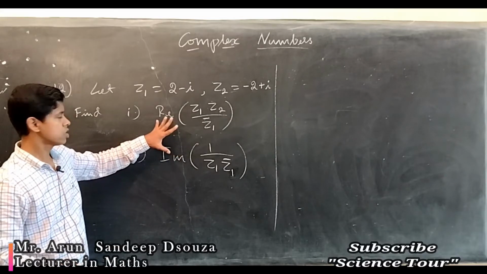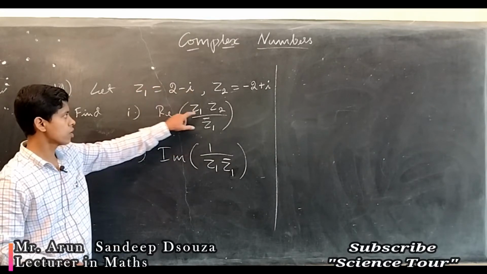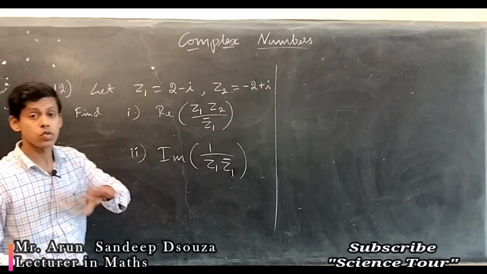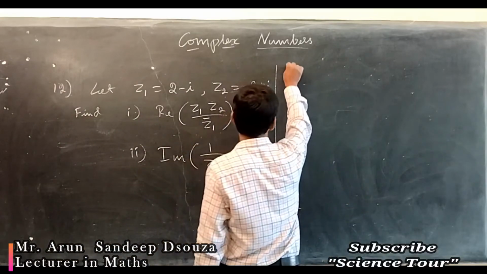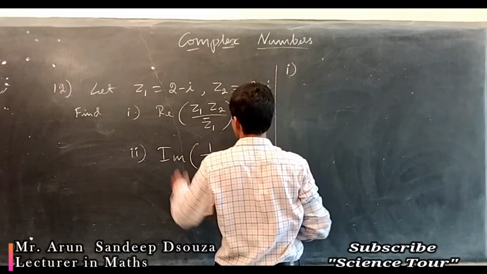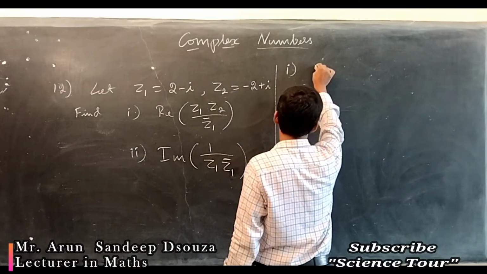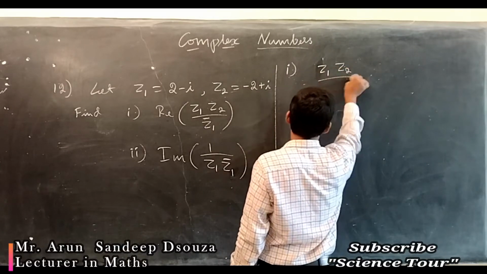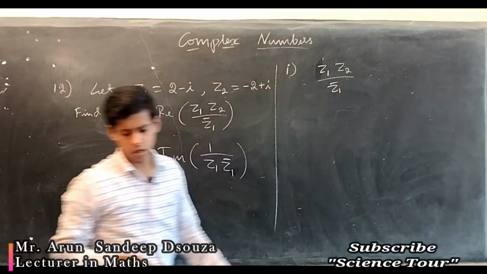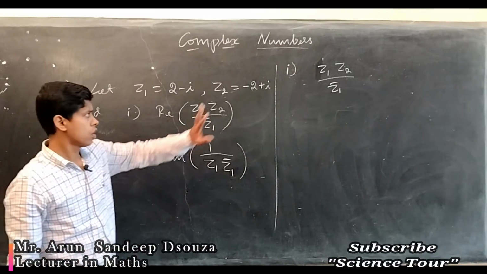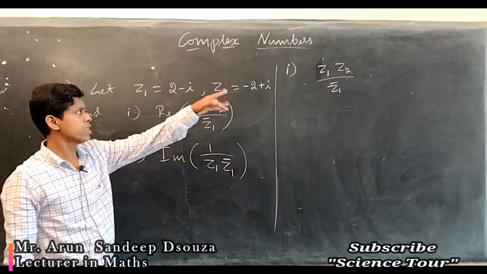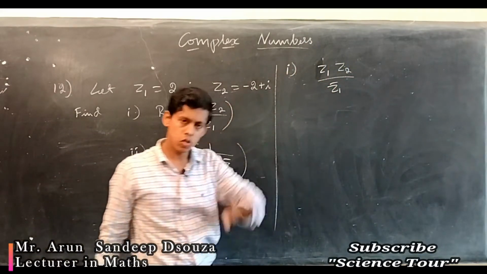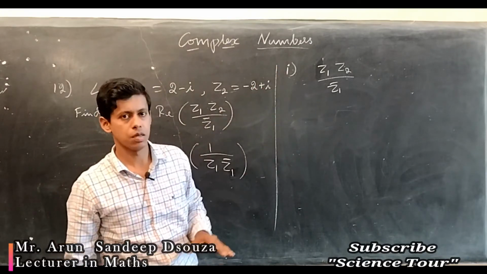This is the question that you see. z1 is given, z2 is given, and the real part of this quantity and the imaginary part of this quantity have to be found. We will tackle the first question first. So first sub-question, we have to find the real part of z1 z2 divided by z1 bar. Yes. Real part we'll find later. Now let us simplify this complex number. z1 is a complex number, z2 is a complex number, z1 bar is also a complex number, so that is a complex number.